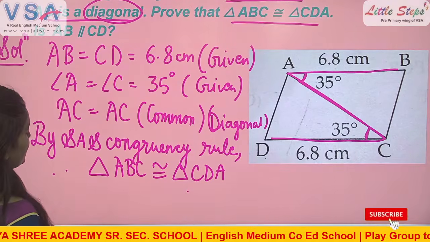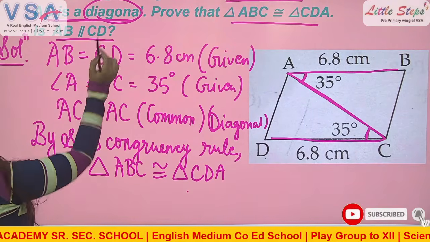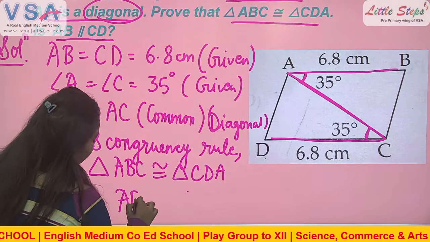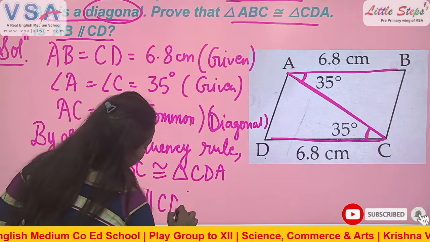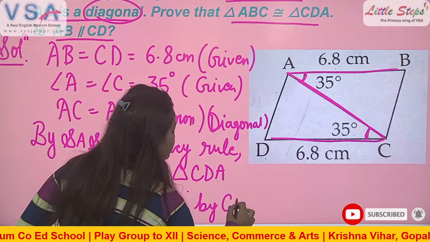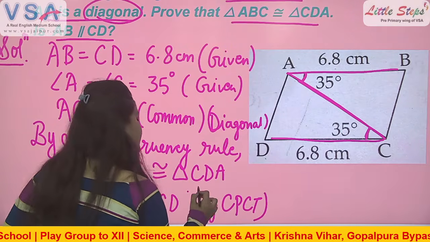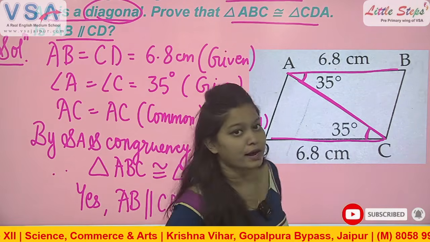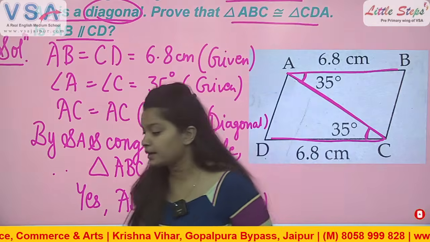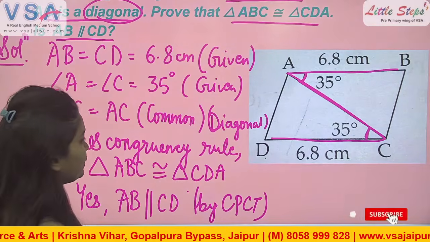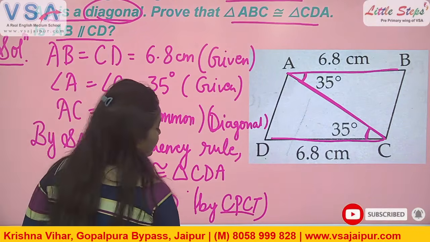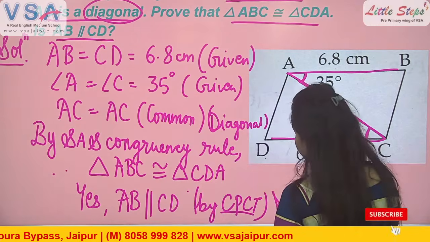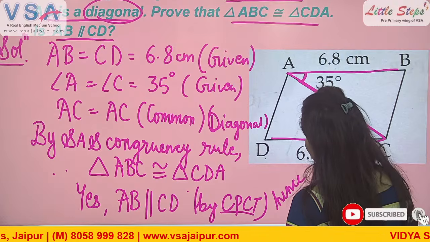In the last, one thing is also asked by the question again, is AB parallel to CD? Yes, AB parallel to CD by CPCT. Because when we have proved the triangles equal, by that we can also write any side, both the sides are parallel, with the CPCT theorem, corresponding parts of congruent triangles. And we have to write over here, hence proved.